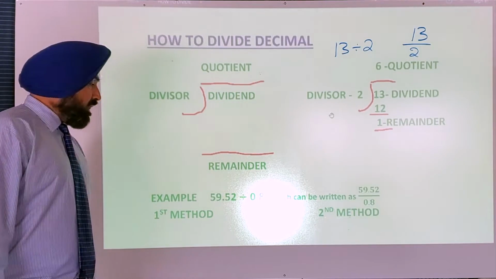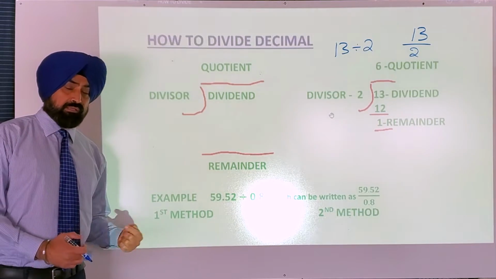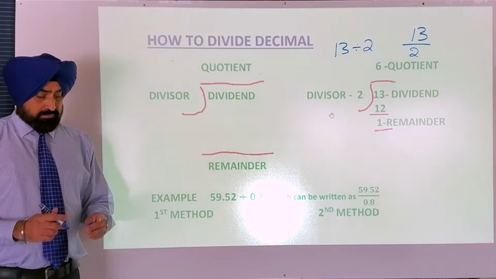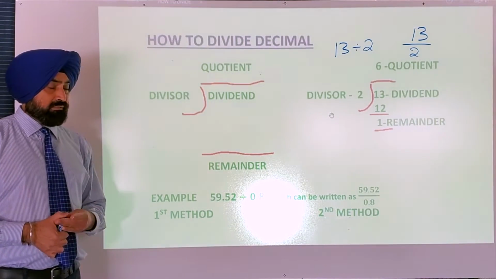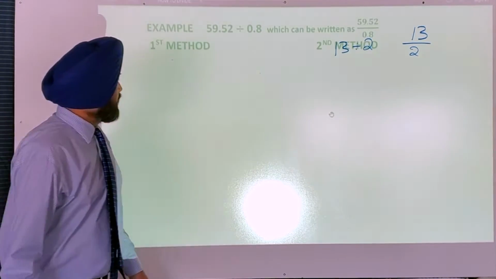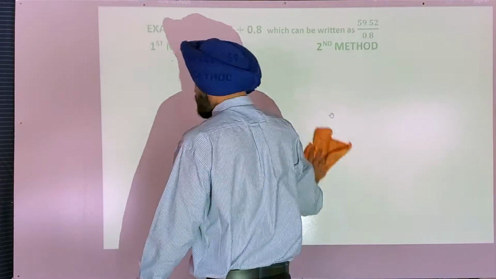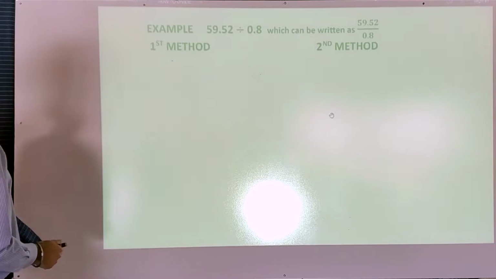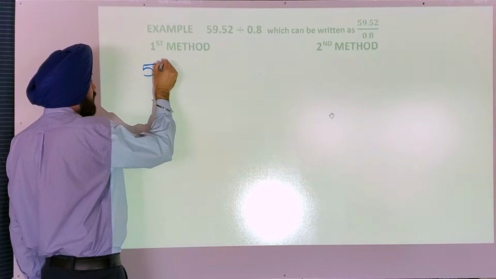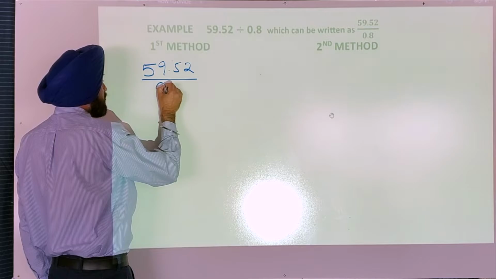Let's see how to divide decimal numbers. I'll explain this in two different ways, a first method and a second method. For the first method, for example, 59.52 divided by 0.8. I will write it like this: 59.52 divided by 0.8.